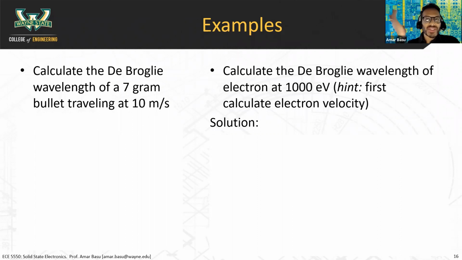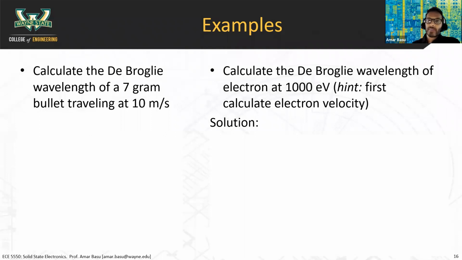So I just want you to see the de Broglie wavelengths. Calculate the de Broglie wavelength of a 7-gram bullet traveling at 10 meters per second. So we like to think of bullets as having small mass and large velocity, but just go ahead and calculate the wavelength of that.